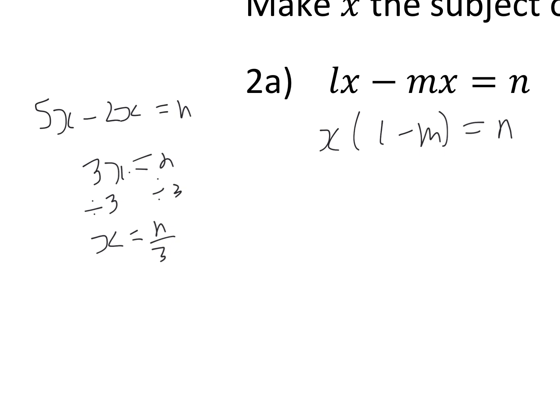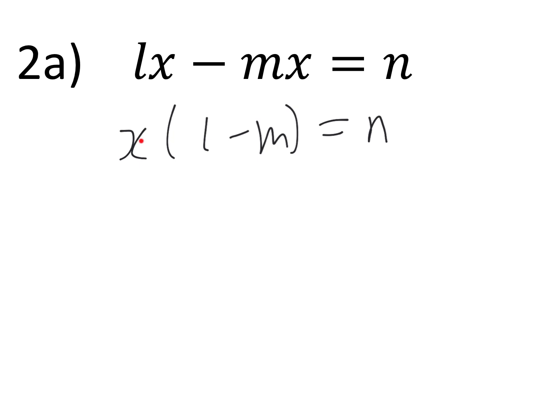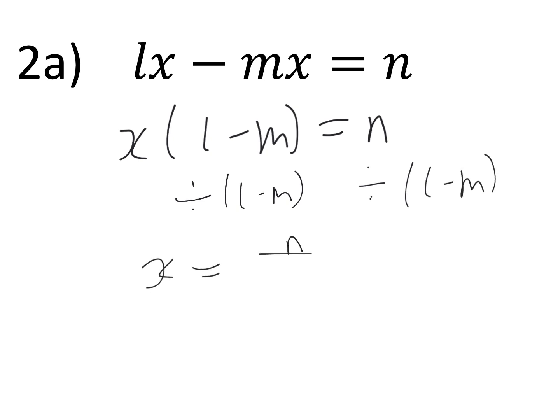And what we don't want to do here, like in the problems before, is expand the bracket. We definitely don't want to do that because we'd be back to where we started. So if we've got x and a bracket, it means x is multiplied by this bracket. So then we want to divide both sides by that bracket to get rid of it, so x is on its own. So we're going to divide both sides by L minus M. So x equals n divided by L minus M.